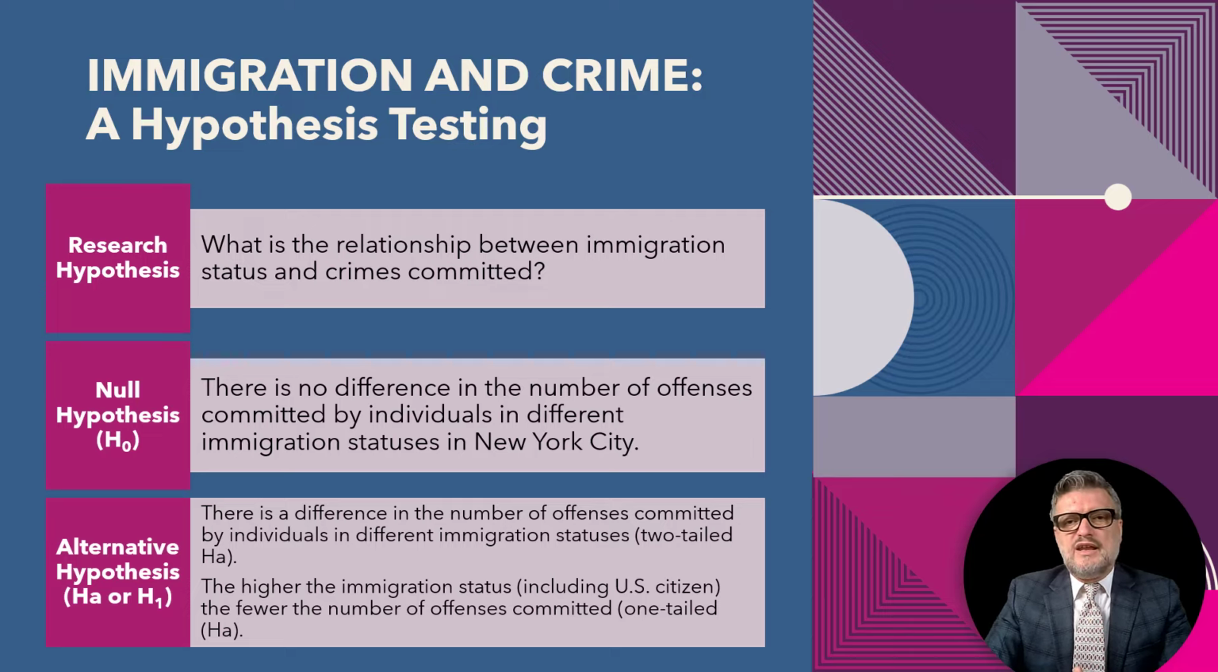This means that if the relationship was observed, it may be positive or negative between the variables. This is called a two-tailed alternative hypothesis because we want to know the full extent of the relationship, not just one direction. Here, I present a two-tailed and one-tailed alternative hypothesis. The two-tailed, HA or H1, is that there is a difference in the number of offenses committed between different immigration statuses. The one-tailed alternative hypothesis would be the higher the immigration status, including U.S. citizen, the fewer the number of offenses committed.